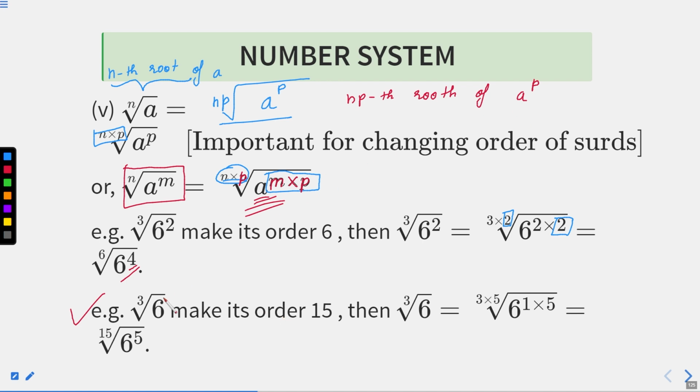Here, the cube root of 6, making the order 15, how are we going to make 15 here? Just multiply the 3 by 5, so I will also multiply the power by 5. The 1 is already there, I can multiply by 5, so it is given like this. This will turn out to be 15, and this will turn out to be 5. So the 15th root of 6 raised to the 5. I changed the order of 3 to the order of 15, so they are still equal to each other. Okay, now let's move.